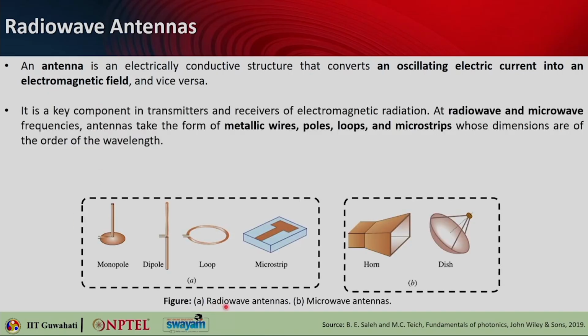So, here are some examples of radio wave antennas and microwave antennas. Okay, they are put into two buckets. You remember that antennas are key components in transmitters and receivers of electromagnetic radiation, and we have seen that at radio wave and microwave frequencies, antennas can take the form of metallic wires, poles, loops, microstrips, which are of the dimensions comparable to the wavelength that they are dealing with.